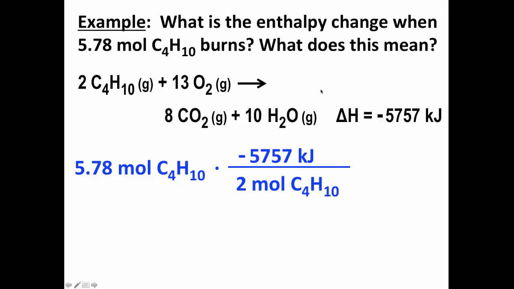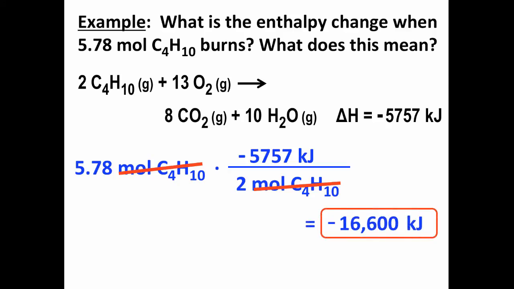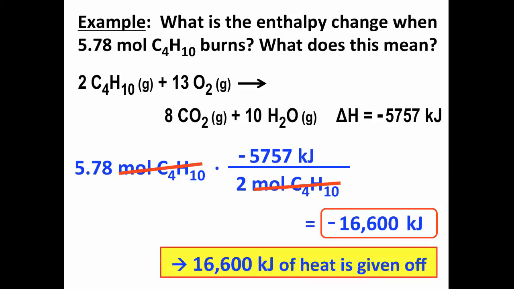This is a stoichiometric conversion factor, just like we've used before with quantities of substances. We set it up so that the units we want to convert from cancel out, the units we want to get to are left, and then when we do our calculation, we get negative 16,600 kilojoules. And then, of course, the interpretation is that when 5.78 moles of butane undergoes combustion, 16,600 kilojoules of energy or heat is given off.